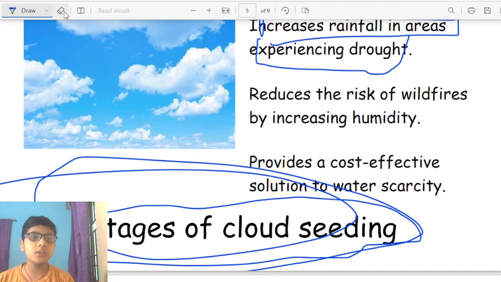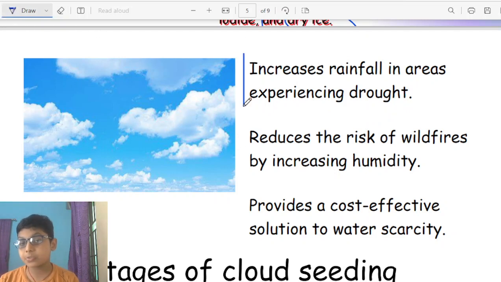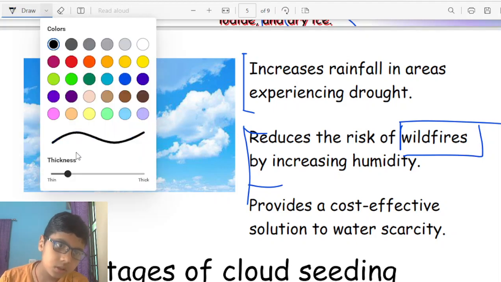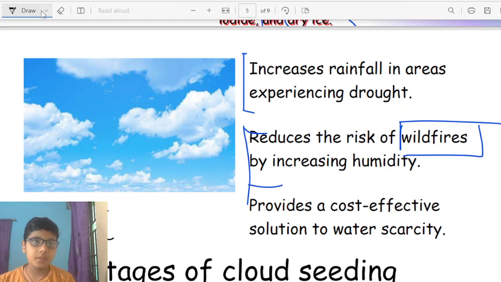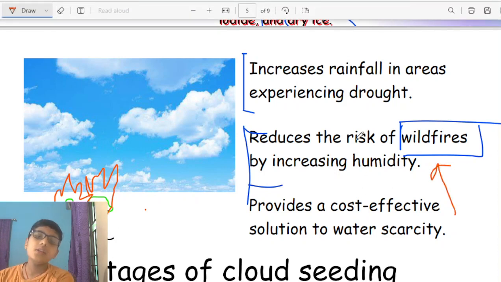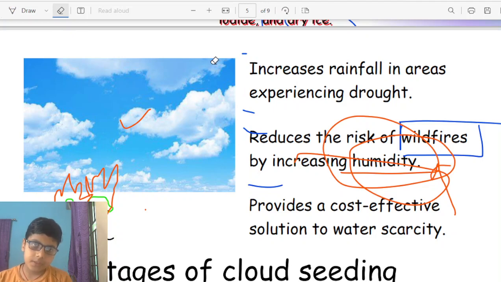What are the advantages of cloud seeding? Some of the advantages are to increase rainfall in areas experiencing drought, and it reduces the risk of wildfires. These wildfires, as you can see here, are forest fires. It does so by increasing humidity. Humidity means the amount of water droplets in the atmosphere.